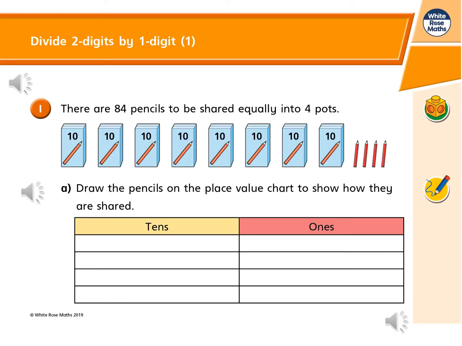Okay, this is our first question. There are 84 pencils to be shared equally into 4 pots. Can you remember what the word equally means? It means that there has to be the same number in each pot, or the same amount. So if we look, we can see that there are 8 packets of 10 pencils, and then we've got 4 pencils.